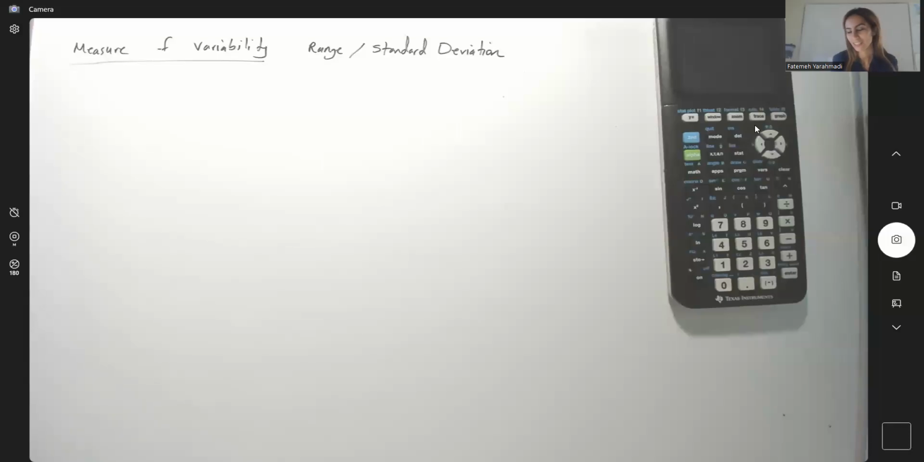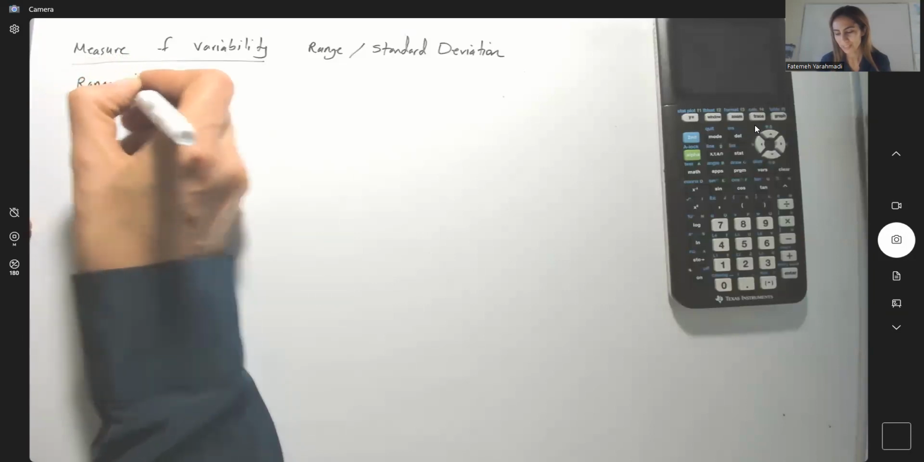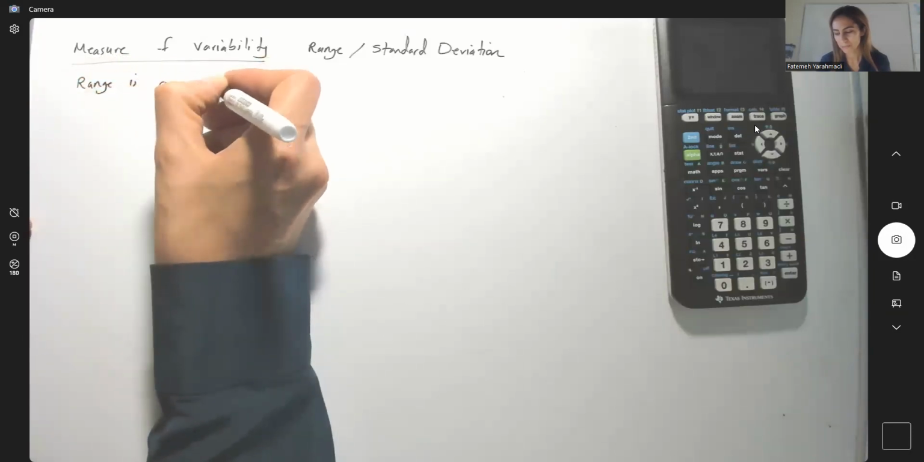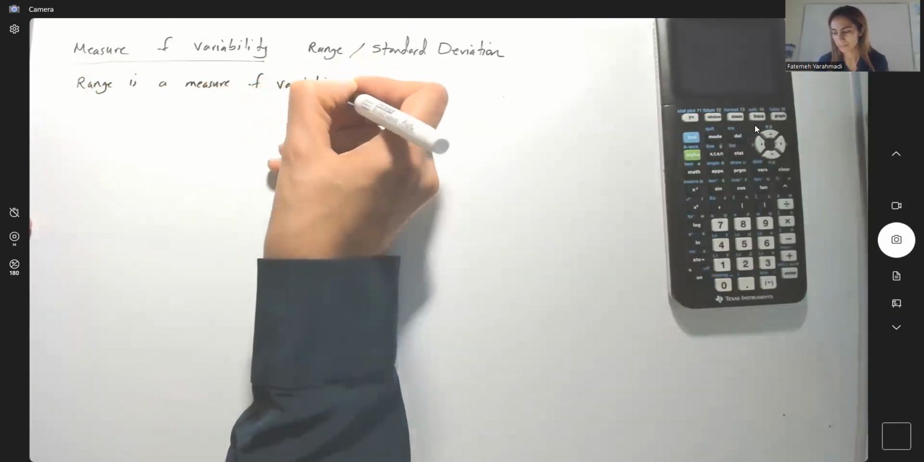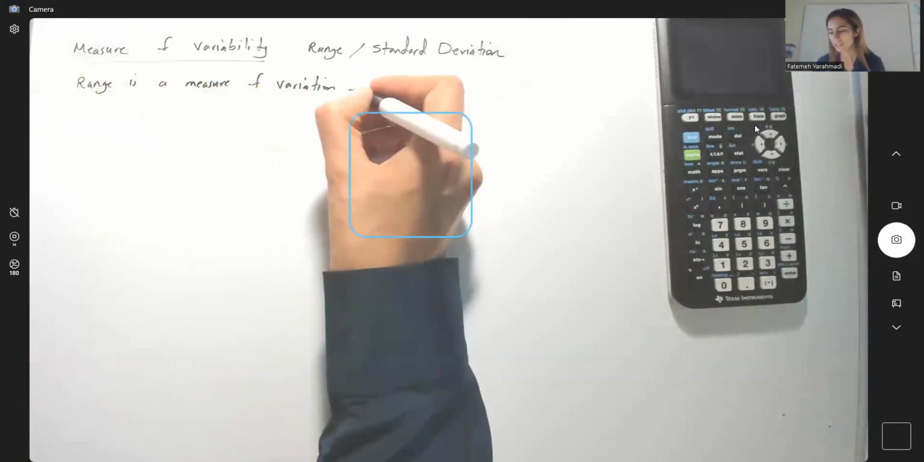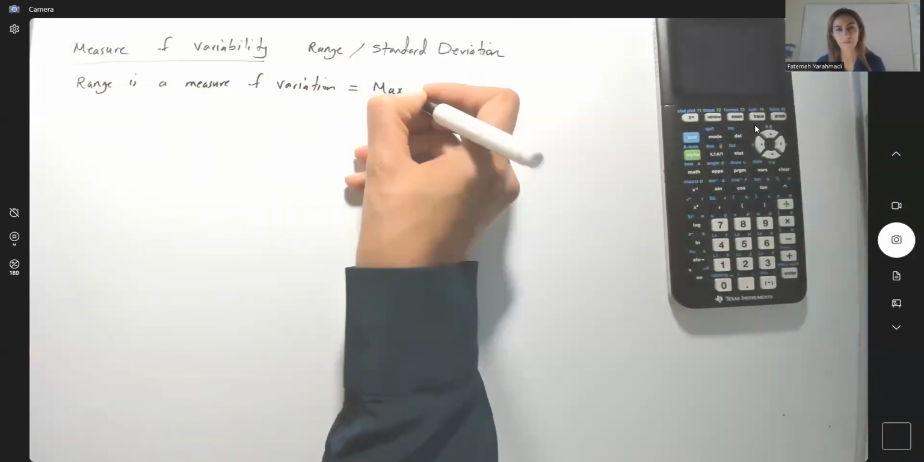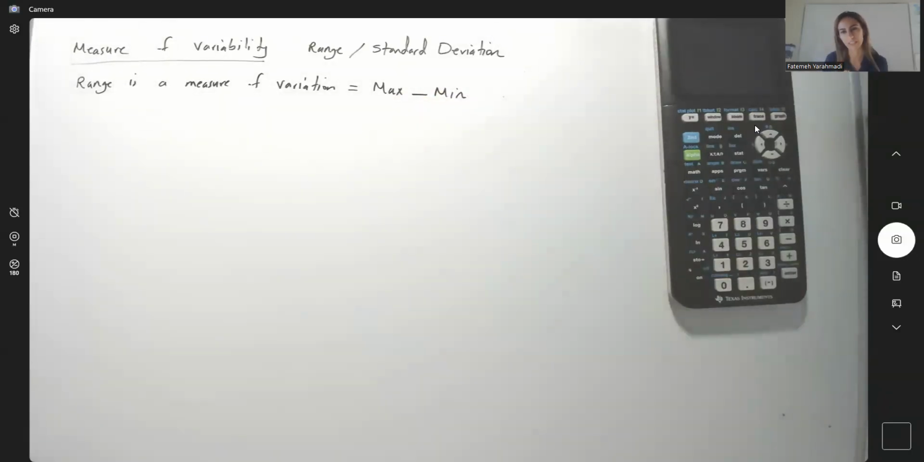Today we're going to discuss the definition of variability using range and standard deviation. So what is the definition of range? Remember that range is a measure of variation. It helps us to measure the variation in the data. The way that we define range is taking the maximum value and the minimum value in the collection and doing the subtraction, finding the difference between them.